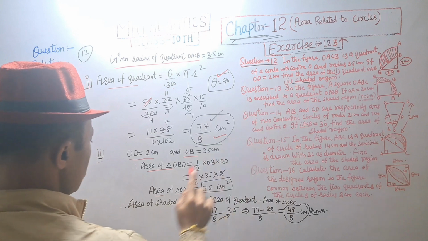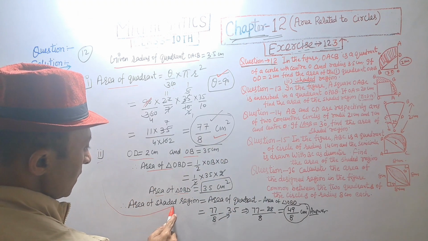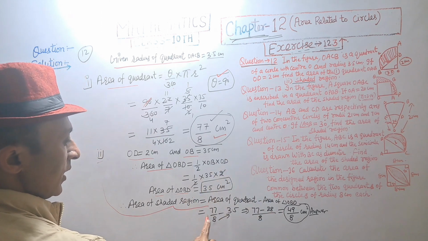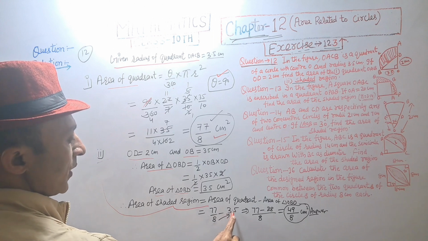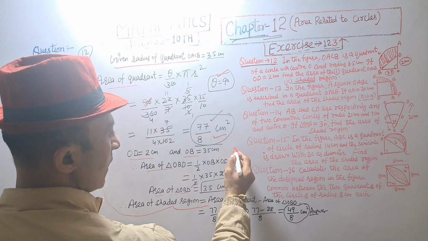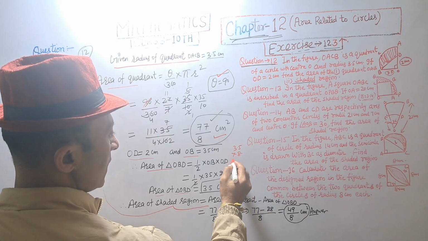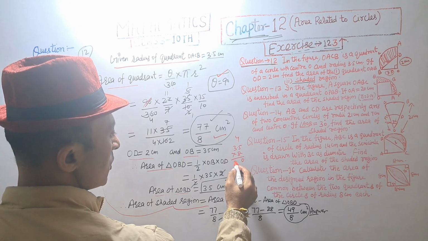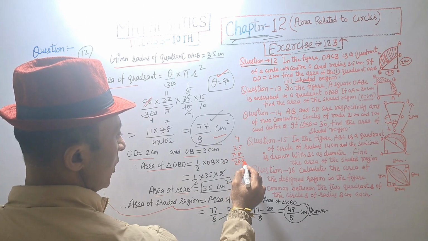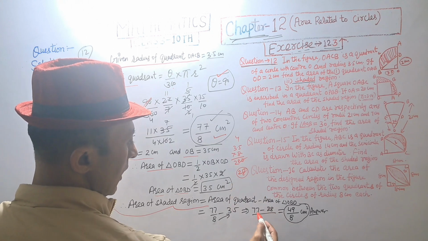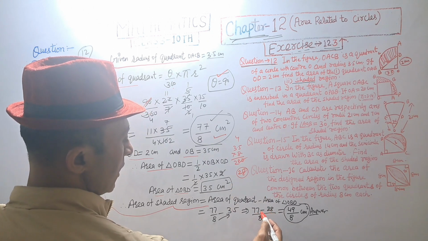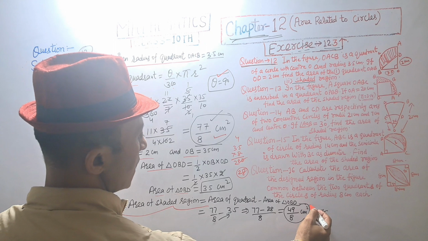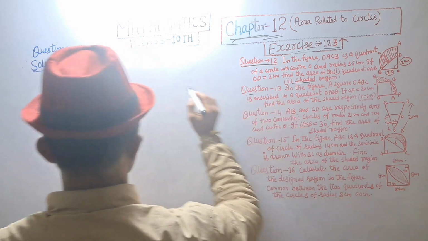And area of shaded region, second part, is equal to area of quadrant minus area of triangle OBD, 77 upon 8 minus 3.5. 3.5 multiplied by 8 is 28.0, that is 28. And 77 minus 28 upon 8, that is 49 divided by 8 centimeter square. Answer.